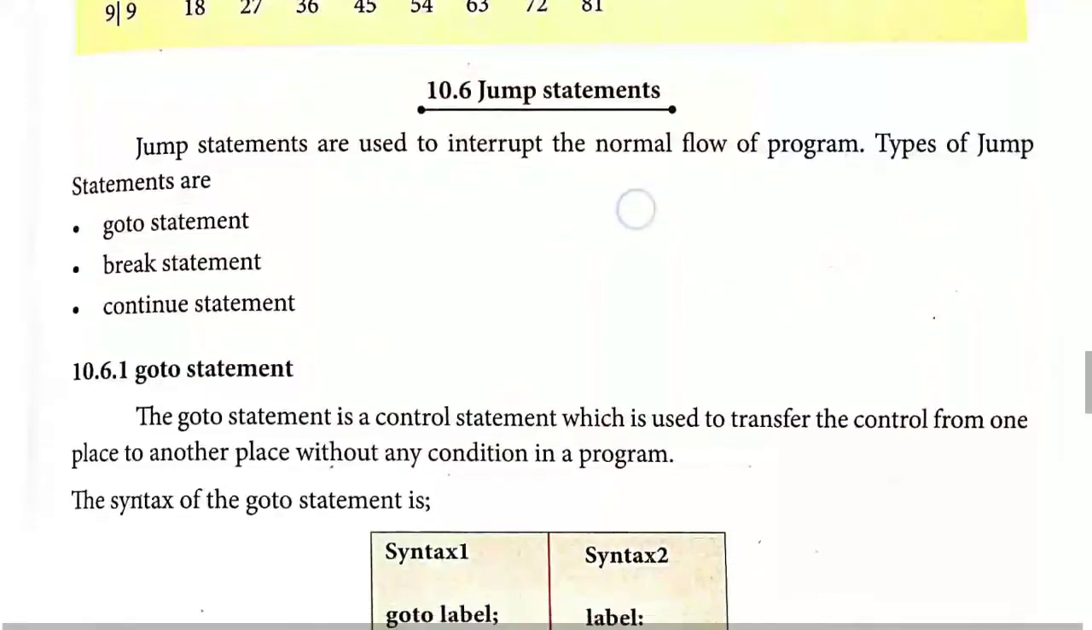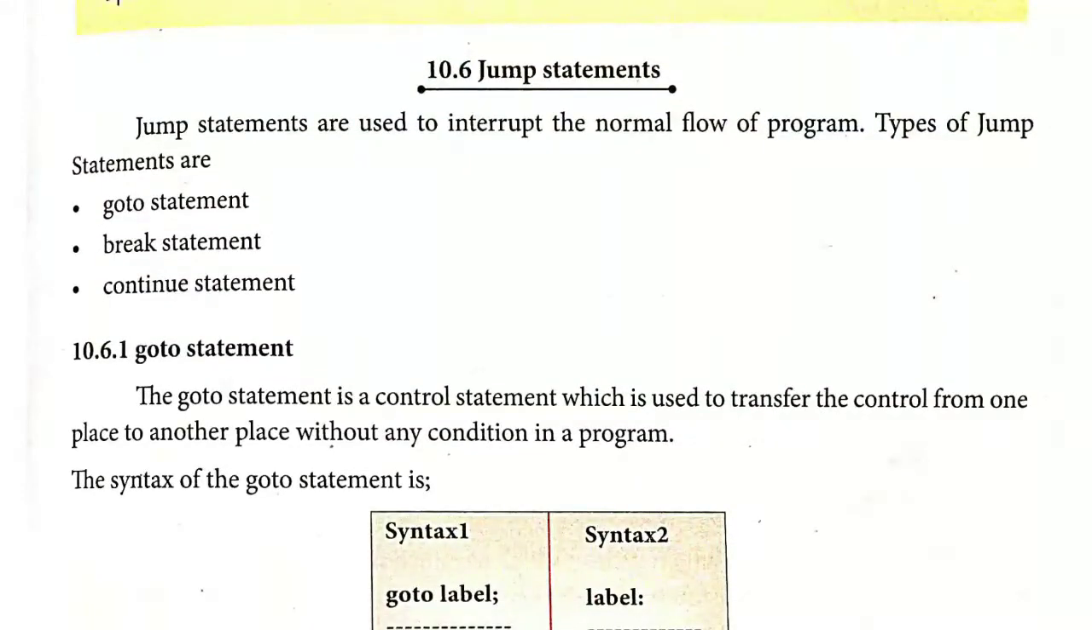Next is the jumping statement. This jumping statement means it will have some control transfer, like while loop or do while loop. This will also have some transfer of execution from one part of the program to another part of the program. So there are three different types of jump statement.